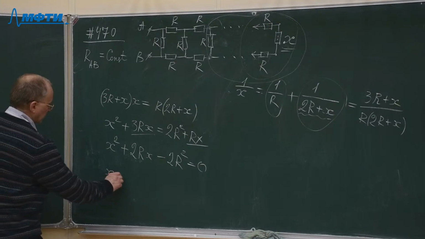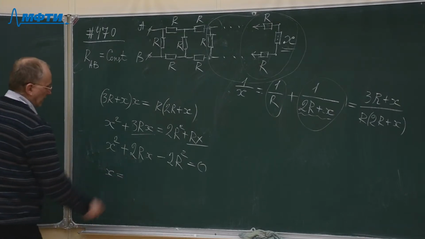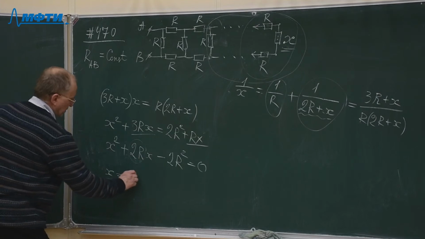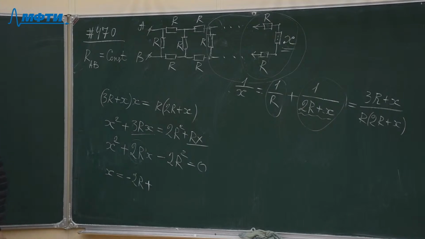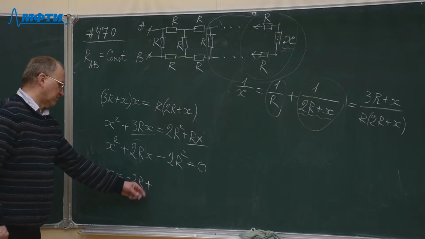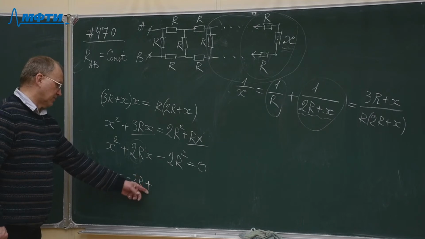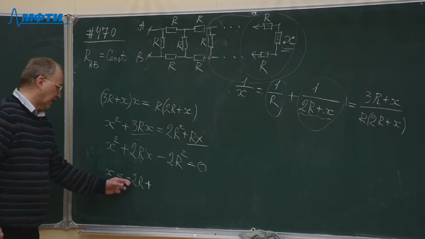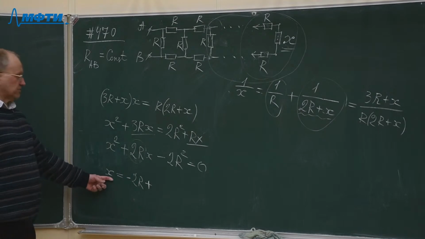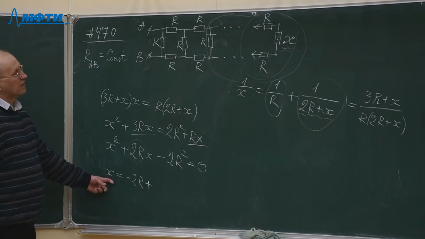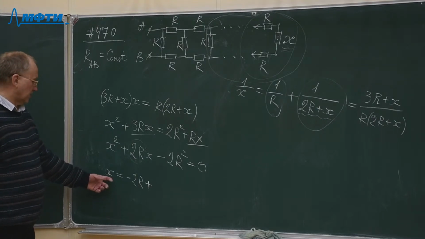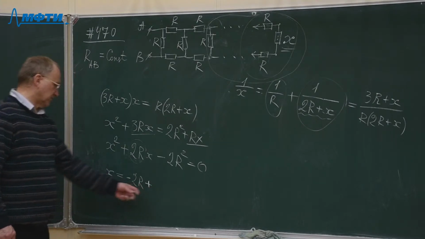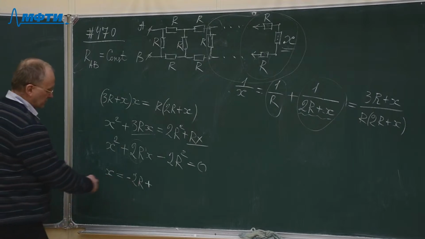And from here we can find X, which will be minus this coefficient. We may take both signs, plus minus, but if we take minus, we obviously obtain a negative value for a resistance, which is unphysical. We have to ignore this negative value. It's unphysical. We must take only the positive value for the resistance.